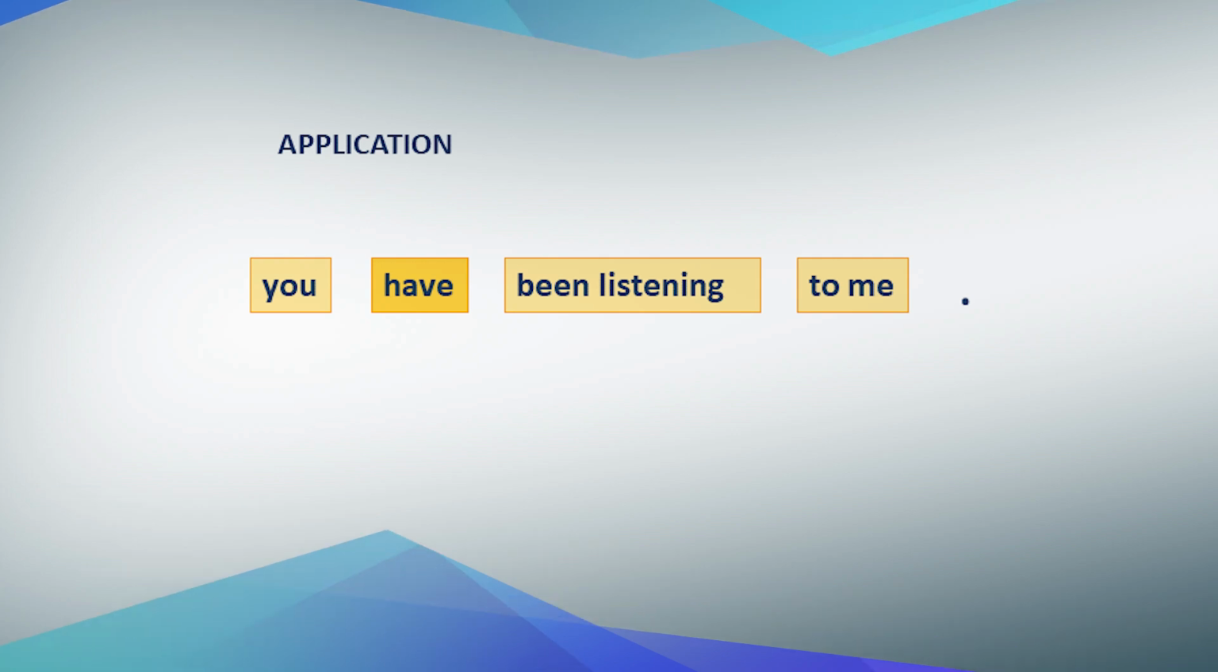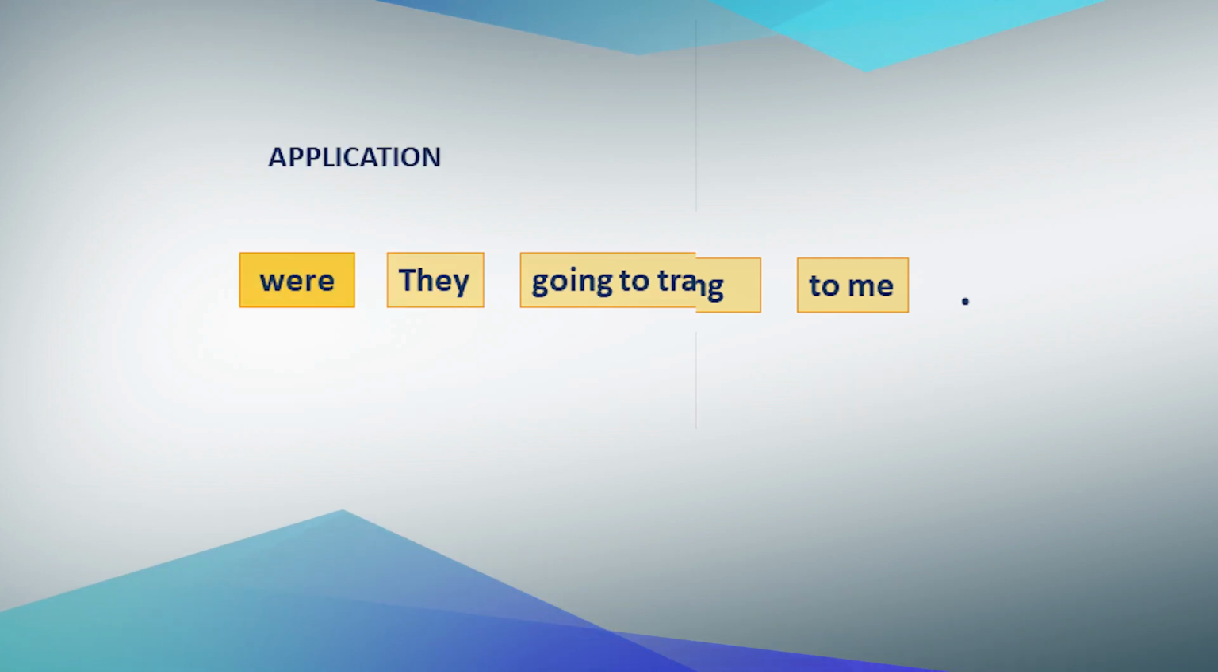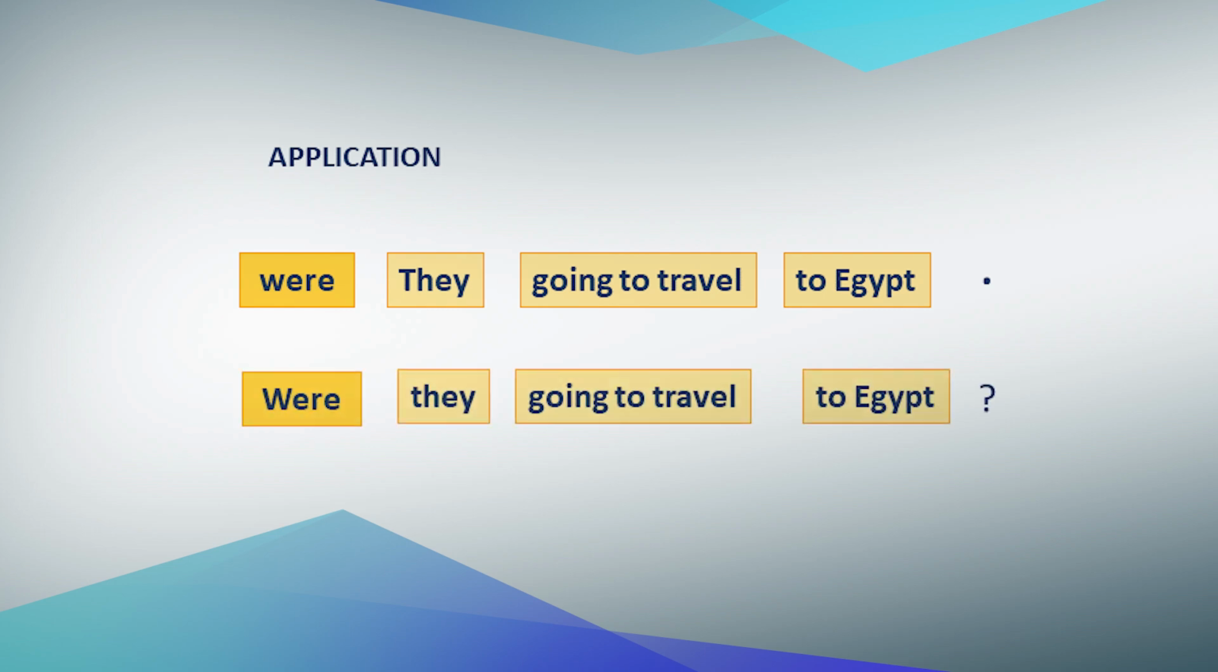If you have multi-word helping verbs or more than one helping verb together, you only move the first word of it. For example, you have been listening to me. Have you been listening to me? They were going to travel to Egypt. Were they going to travel?